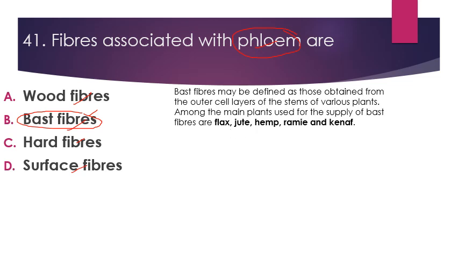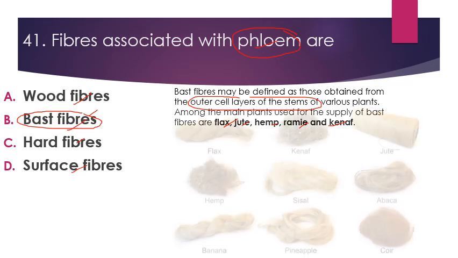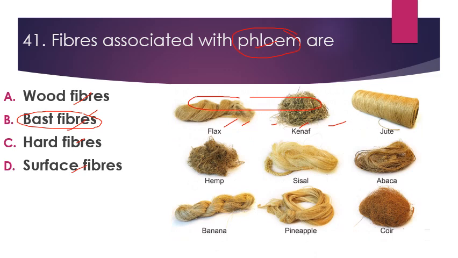So bast fibers may be defined as those obtained from outer cell layers of the stem of various plants, and examples are flax, jute, hemp, ramie, and kenaf. So these are all bast fibers or phloem fibers. So fibers associated with phloem are known as bast fiber.